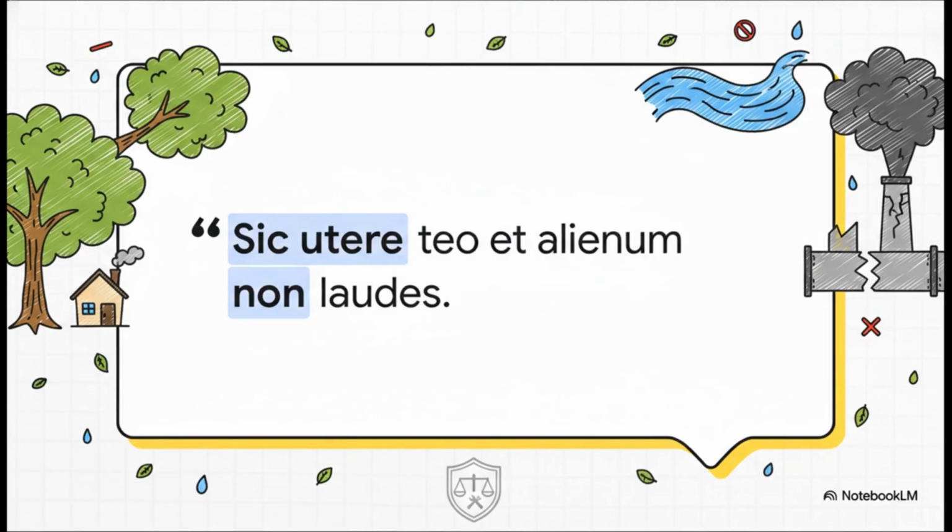Underpinning this entire concept is a foundational legal maxim. It's in Latin, sic utere tuo ut alienum non laedas. Now, the English translation is direct and incredibly powerful. Enjoy your own property without causing injury or harm to others. You really have to appreciate how fundamental this is. This is the very bedrock of so much of our environmental law. Essentially, your right to use your property and conduct your affairs ends at the precise point where it begins to harm the environment or other people.